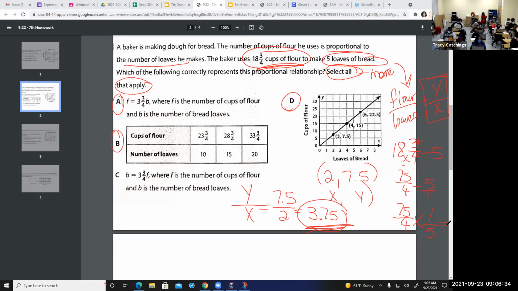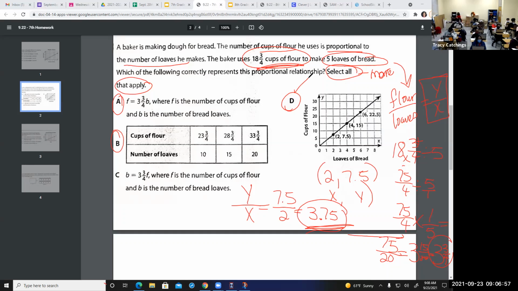What you got? 75 over 20, improper fraction. How many 20s can we get out of 75? 3. 3 times 20, 60 from 75. So 3 and 15 over 20, which simplifies to? By 5 to get 3/4. So now, yes, we can prove D works.